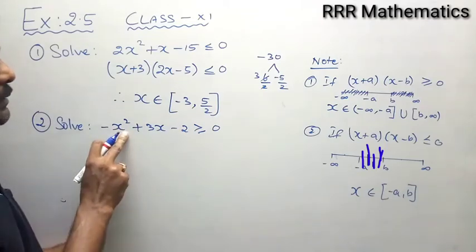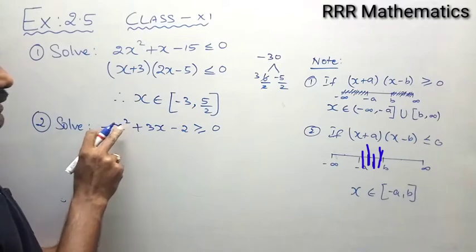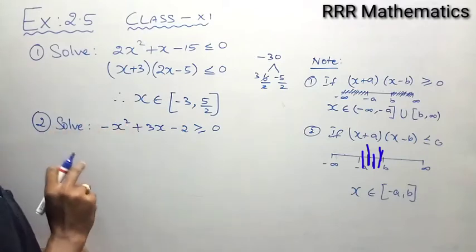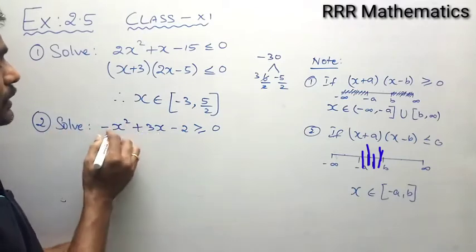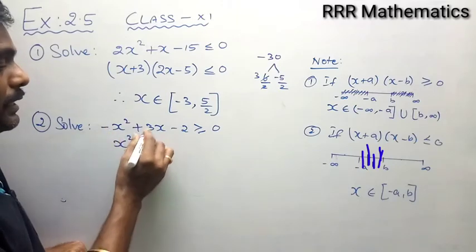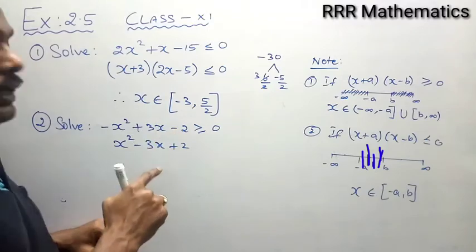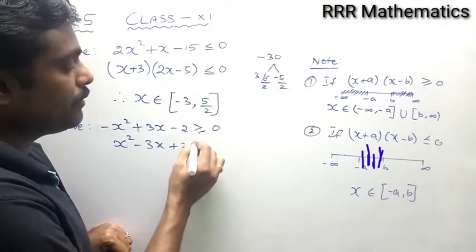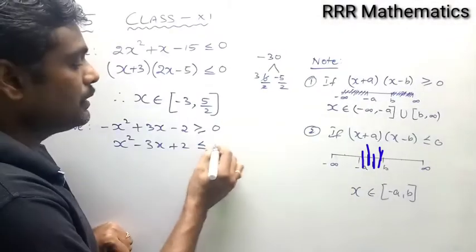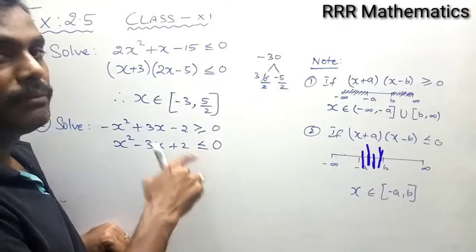In this case, the highest power of x is x square, whose coefficient is minus. So I will multiply minus on both sides. It will be plus x square, minus 3x, plus 2. In case of inequality, when you multiply minus on both sides, the inequality will change. Greater than or equal to becomes less than or equal to, and less than or equal to becomes greater than or equal to.